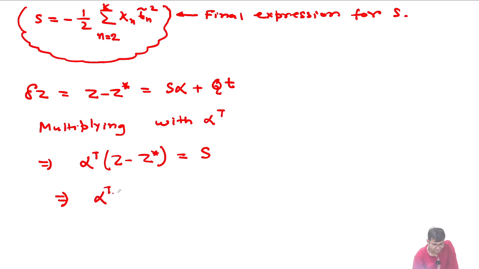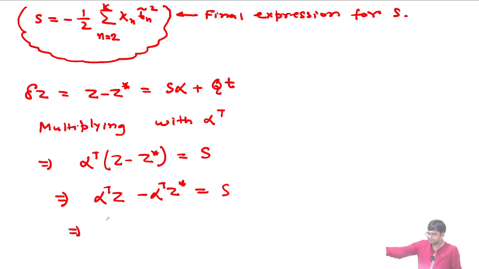So this implies alpha transpose z minus alpha transpose z star is equal to S, where alpha transpose z is the projection of z onto alpha. Let us call it z alpha, like the projection of z onto x1, which I will call z1. So let's call it z alpha, that's the name I am giving. I can also call it Z1, right? Ultimately at some point, but yeah.